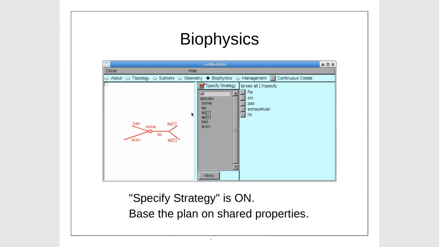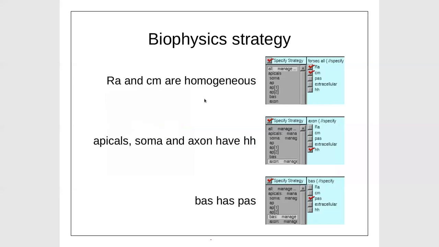Okay, so what's our strategy going to be? Well, we're going to click on apicals. Everybody's got cytoplasmic resistivity and specific membrane capacitance. And not only that, but they have the same values in every section. So for the all subset, we click on RA and CM. And that means we are only going to have to enter the value of RA and CM once. And in every section, we'll then get automatically that value of RA and that value of CM that we specified.